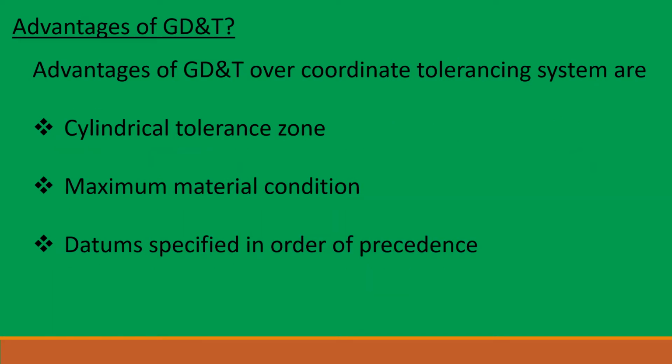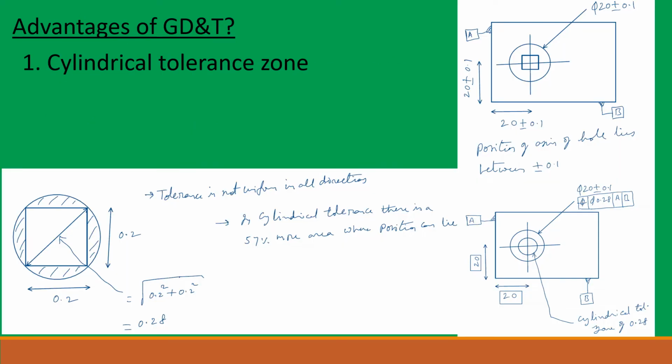Advantages of GD&T. The advantages of GD&T over coordinate tolerancing system are use of cylindrical tolerance zone, use of maximum material condition, and datums are specified in order of precedence. Let us discuss them in detail in the next slides. The first advantage of GD&T over rectangular tolerance system is use of cylindrical tolerance zone.